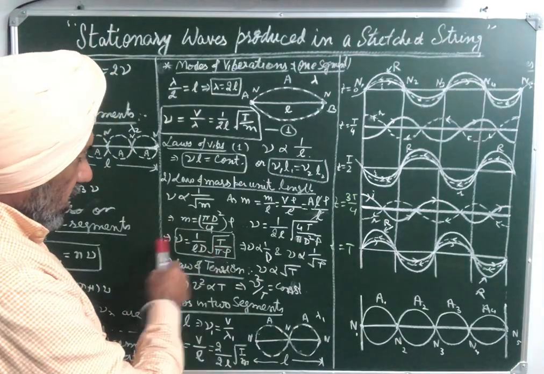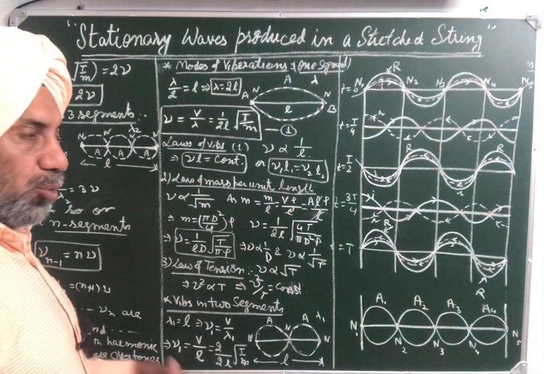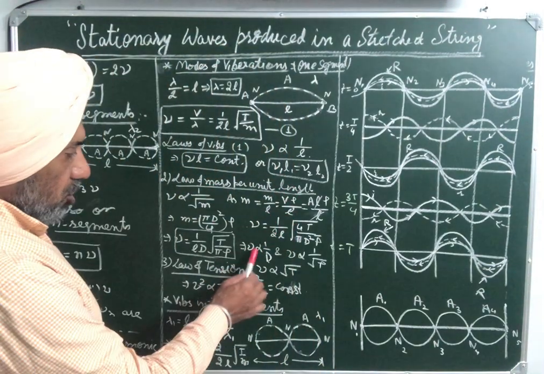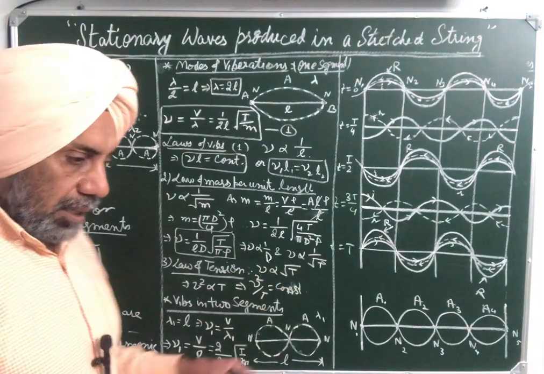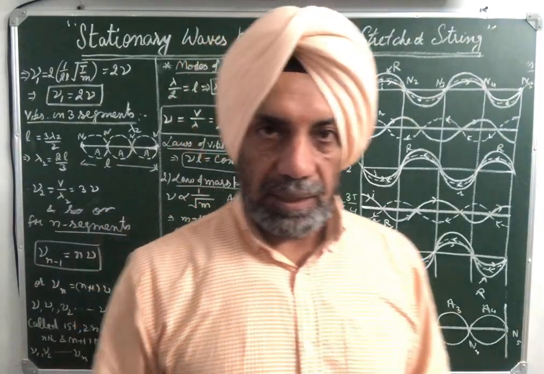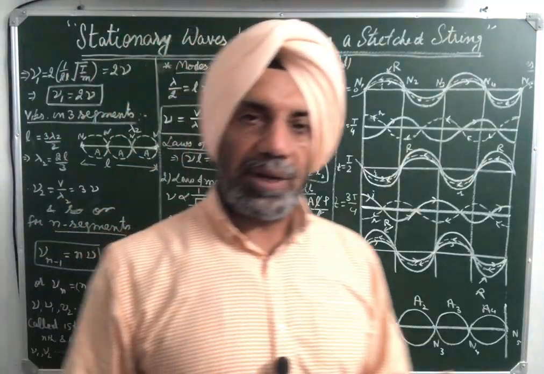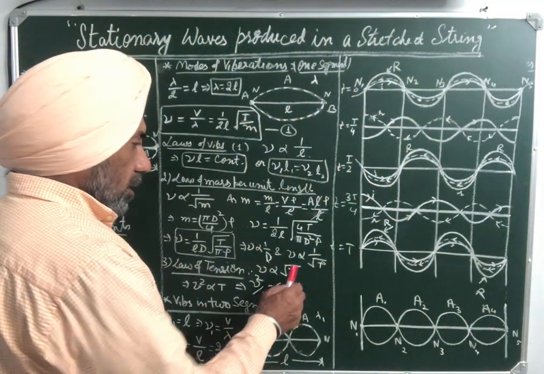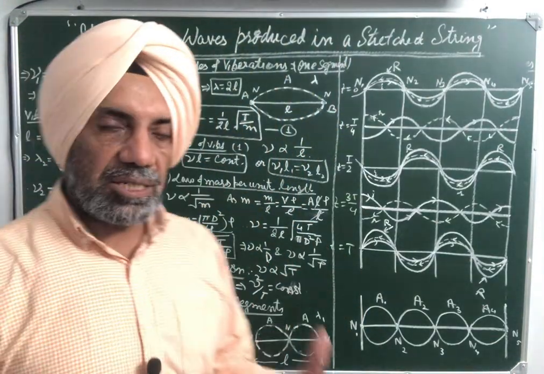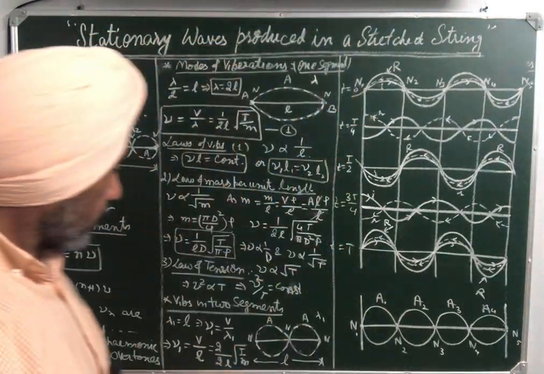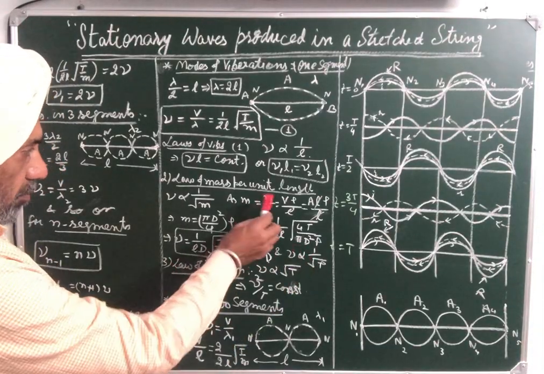From this we can separate the law of mass per unit length into two more laws. Nu is inversely proportional to d, and nu is inversely proportional to the square root of density. This is also known as the law of diameter. It states that fundamental frequency is inversely proportional to the diameter of the string. Number 2, law of density. Fundamental frequency is inversely proportional to the square root of density of the material of the string. So this is the law of mass per length.